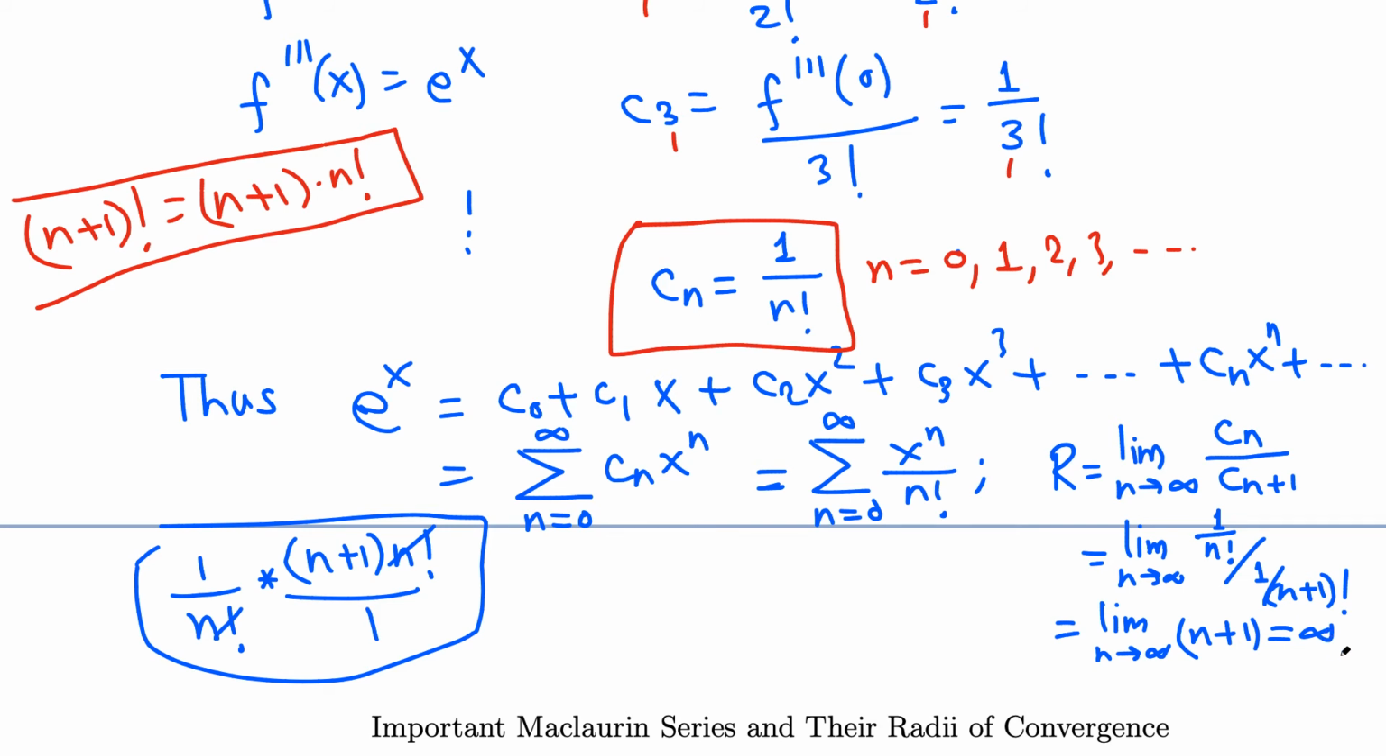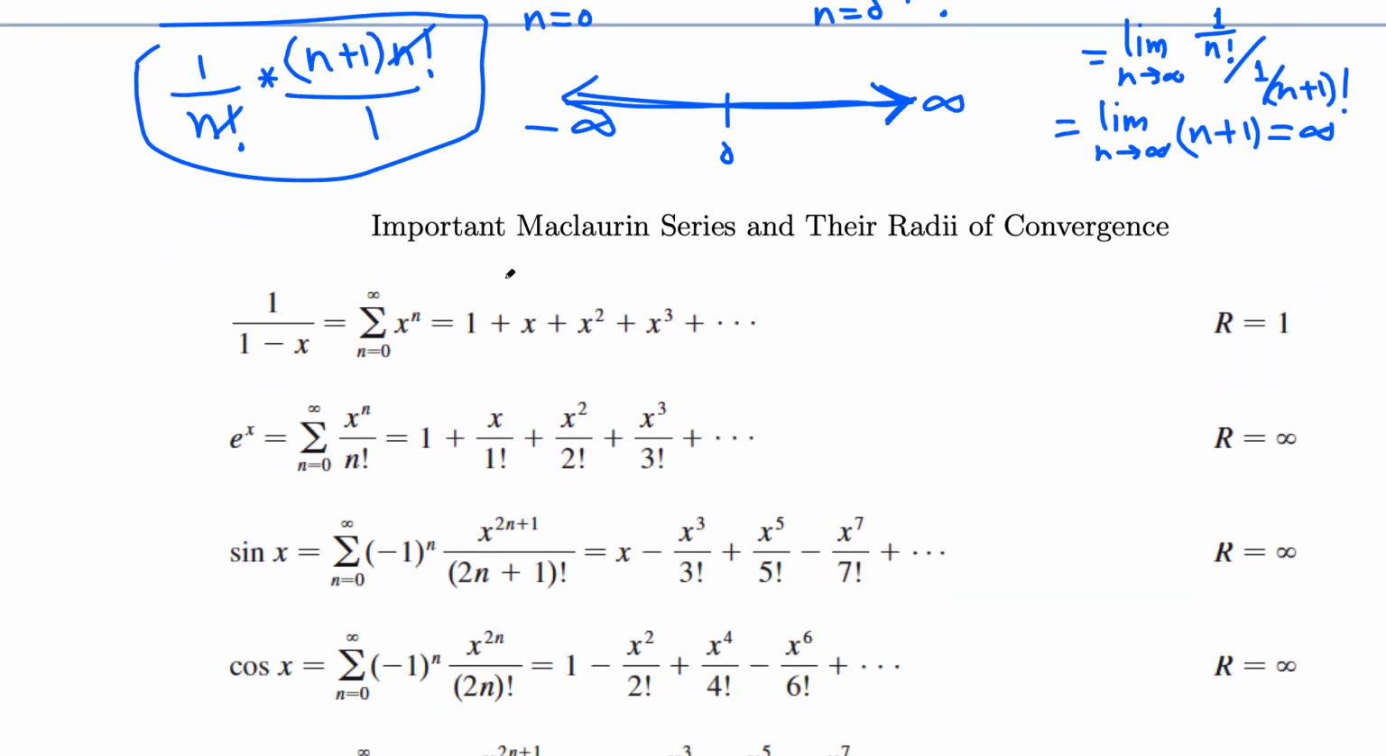So the radius of convergence is infinity, which means this power series is defined everywhere. Infinity means the radius is really big. So the Maclaurin series for e to the x is defined everywhere. Okay, so we can find Maclaurin series in this way. Let's look at some important Maclaurin series and their radii of convergence.